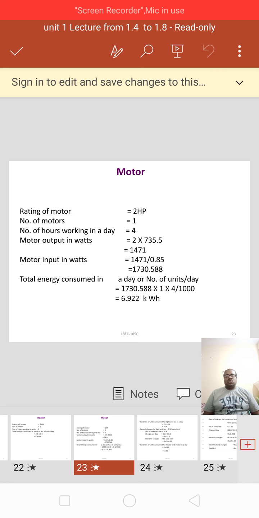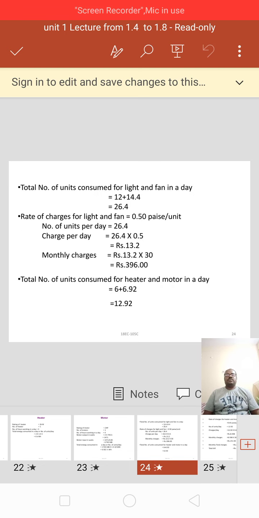Total energy consumed in a day, or number of units per day, equal to 1730.588 into 1 into 4 by 1000, that equal to 6.922 kilowatt hours. Total number of units consumed for light and fan in a day is 12 plus 14.4, that equal to 26.4.